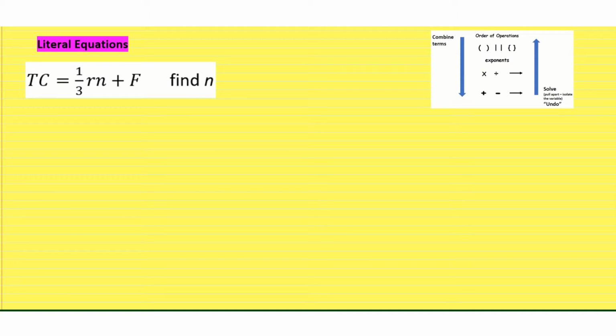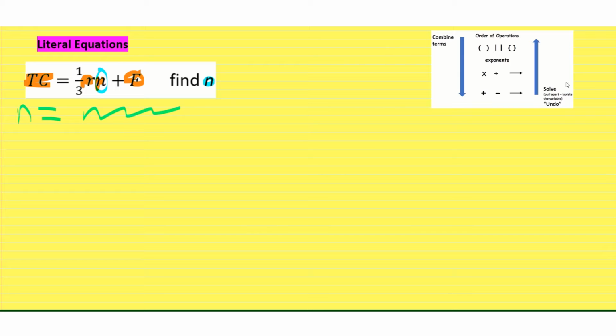So all these variables, TC goes together. There's an R, there's an N, there's an F, but this says that we are going to solve for the N. So we will end up with this N all by itself. So it will essentially be N equal to everything else on the other side. But we're going to use order of operations to accomplish this.